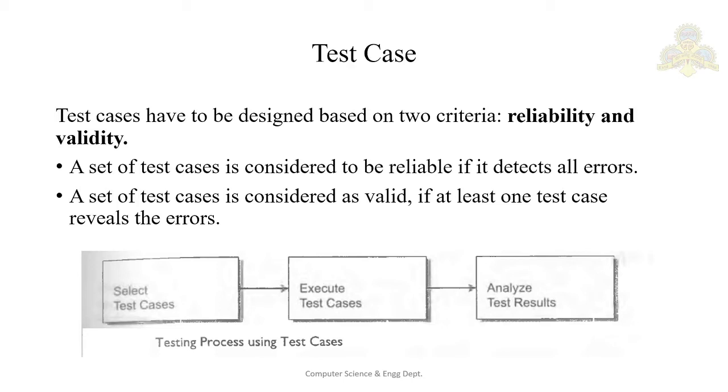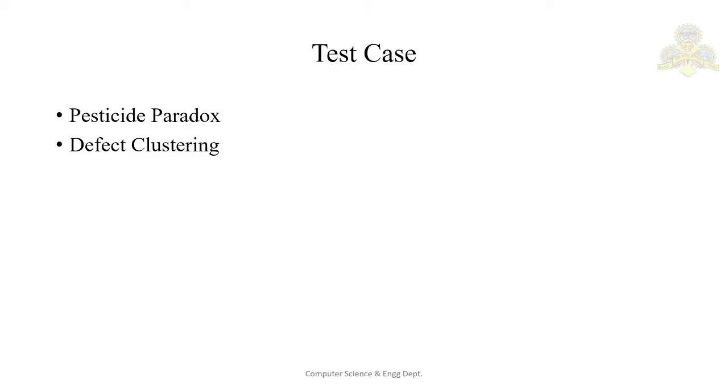Then if you have n number of inputs that have to be given to your software, you can create certain test cases, choose the best among them, execute and then analyze the result. Again, you have to design the test case in such a manner that it should be reliable and it should be valid. Now we will talk about two more things, that is pesticide paradox and defect clustering.